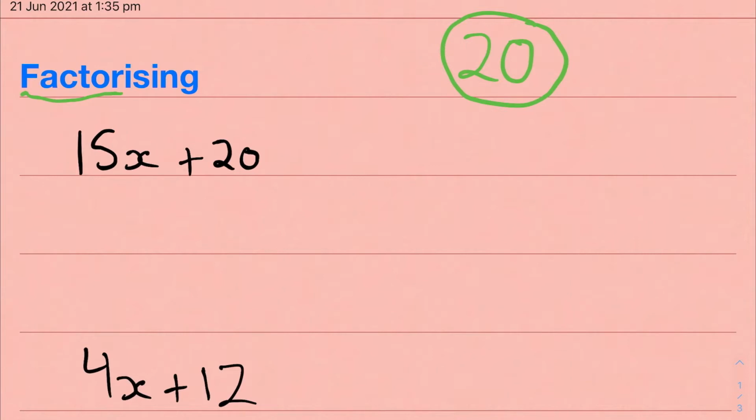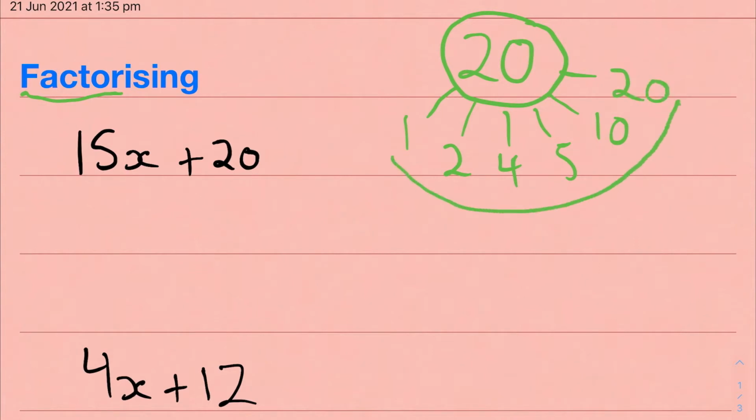exactly. So 1 is a factor of 20 because that fits in exactly. 2 is a factor, 4, 5, 10, and 20. All of these numbers around the outside, they all fit into 20 exactly, so they're factors of 20. So just like we can find out or identify factors of a number, we can also find out factors of an expression. And we do that by comparing the terms that make up that expression.